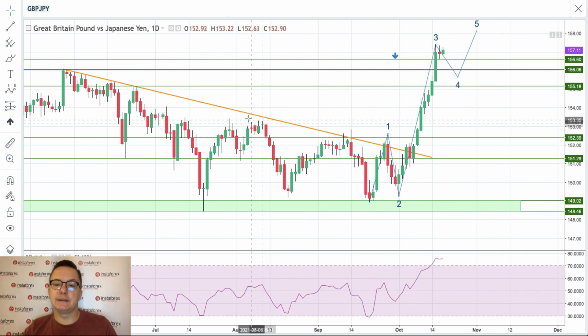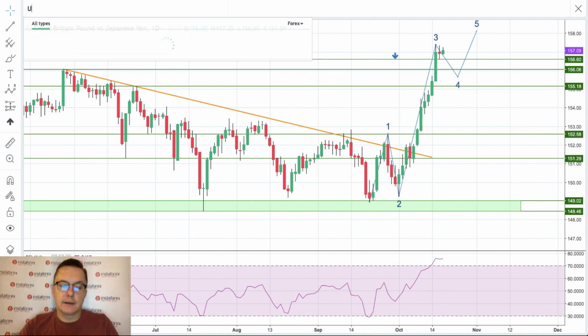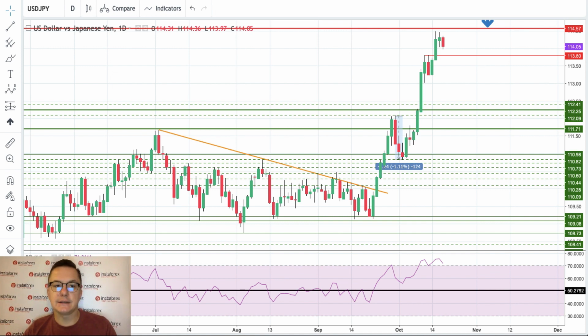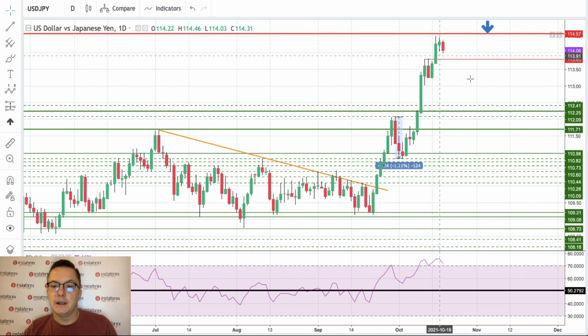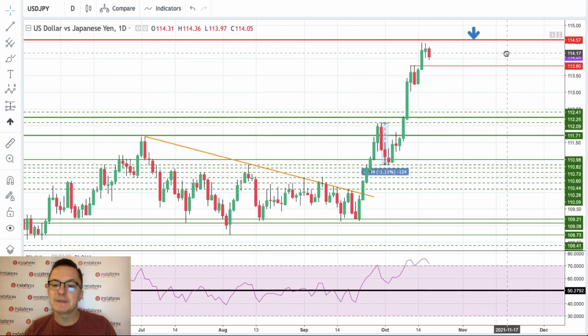Please notice the fact that this count is invalidated only when the level of 152.58 is clearly violated. And the last but not least, US dollar to Japanese yen. Of course, our target almost hit. The high was 114.48. Our target was 114.57. So that's a 9 pips miss so far.